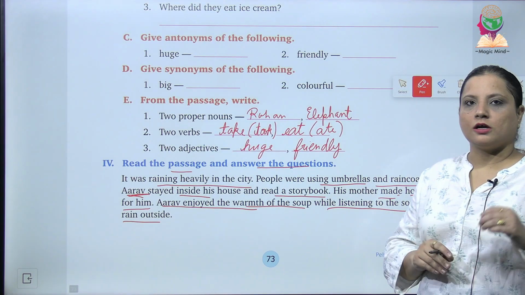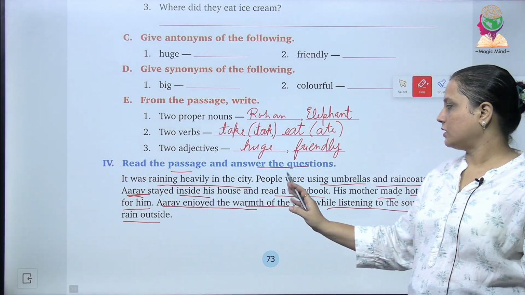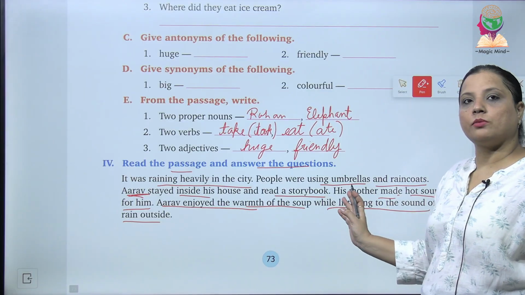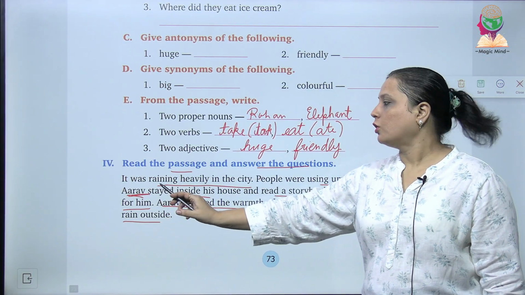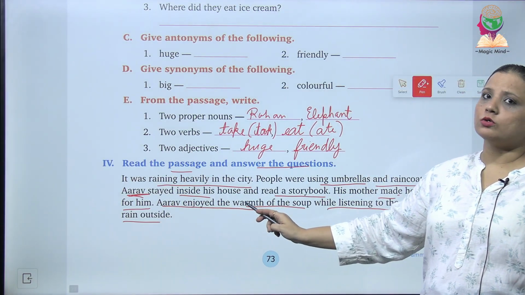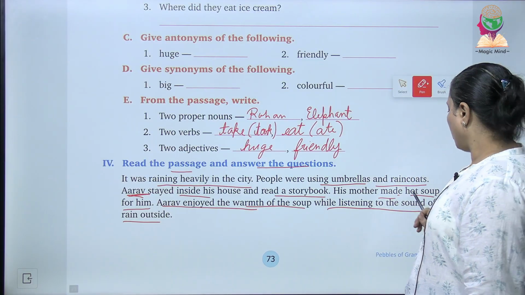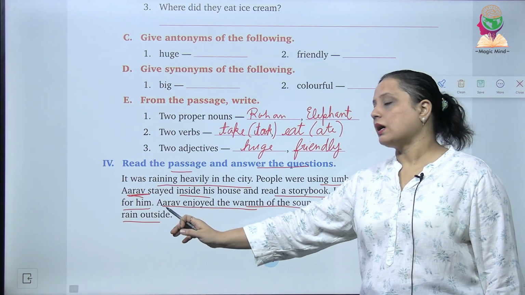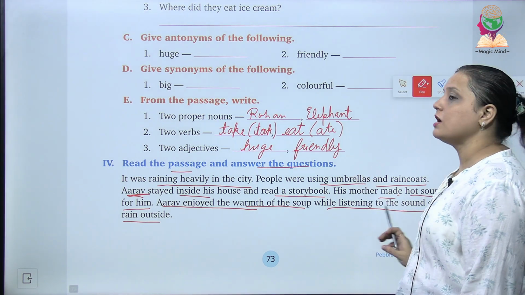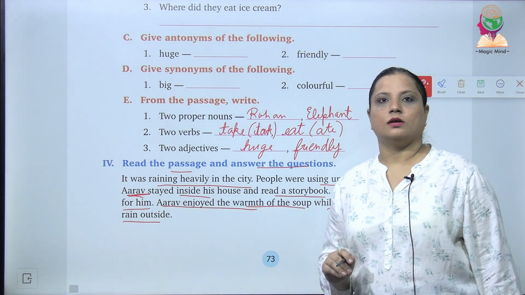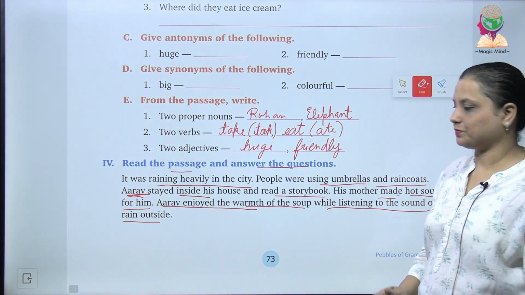Let's read this passage again quickly. It says that it was raining heavily in the city. People were using umbrellas and raincoats, whereas there was a boy named Arav who was staying inside his house and he was reading his storybook. His mother cooked hot soup for him. Arav enjoyed the warmth of the soup and was also listening to the sound of the rain outside. So now let's move to the next page.